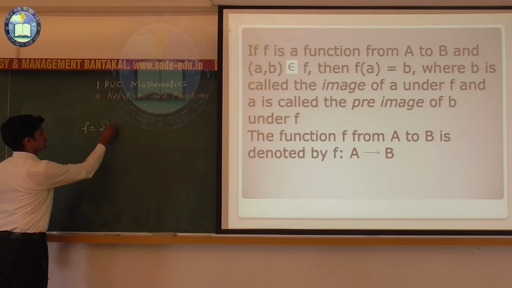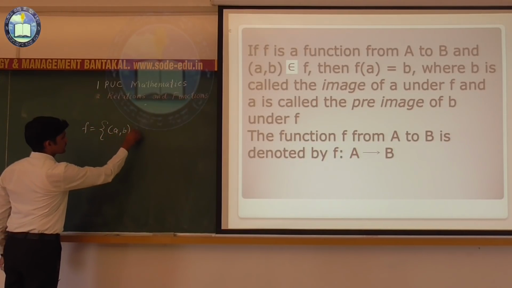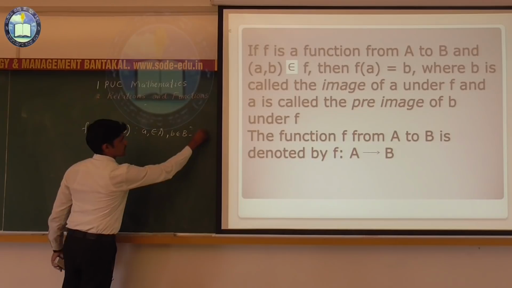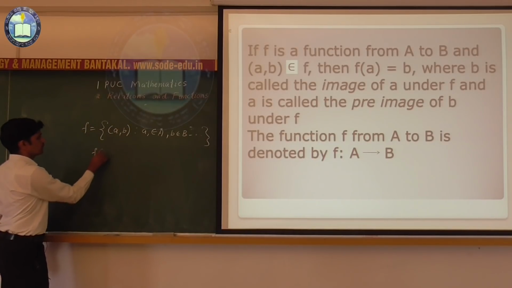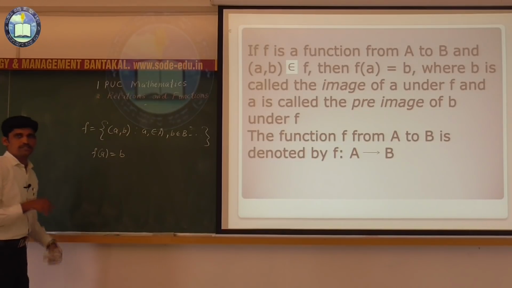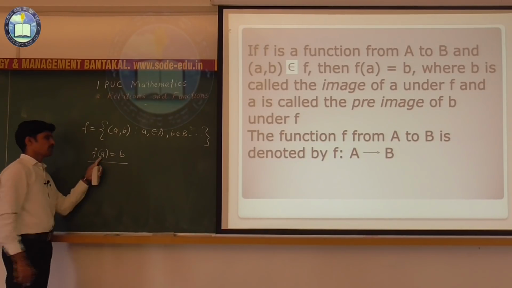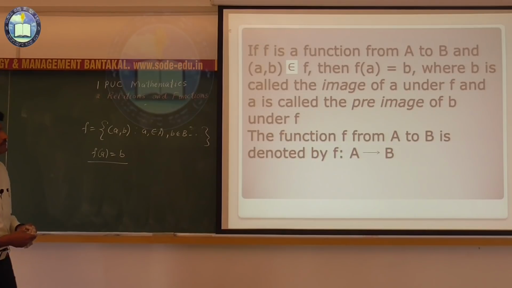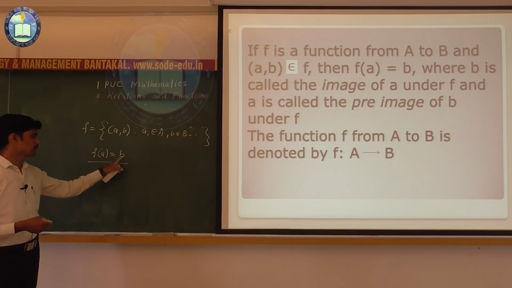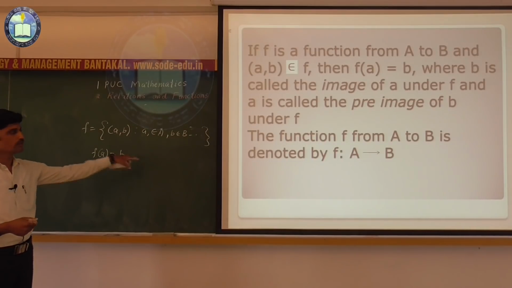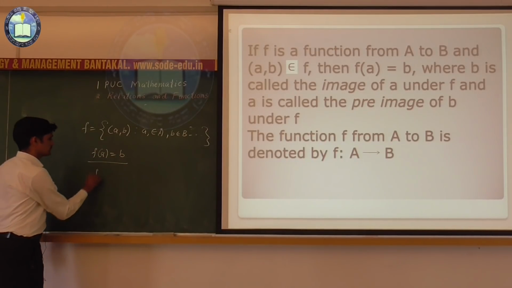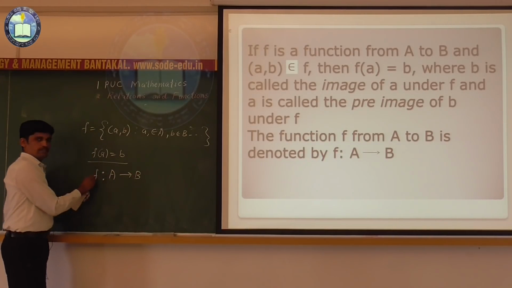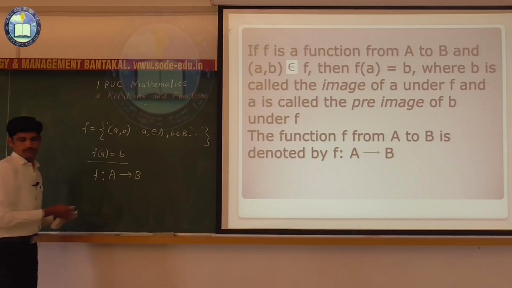Suppose f is equal to the set of all (a, b) such that a belongs to the first set, b belongs to the second set, and all those relations hold true. Then we write f(a), the image of a, is equal to b. The image of a under the relation f is equal to b, and a is called the pre-image of b. The function f from set A to set B is denoted as f: A → B, a function f from A to B.